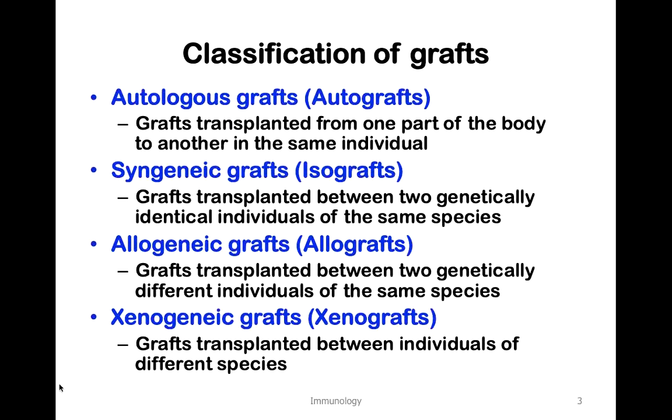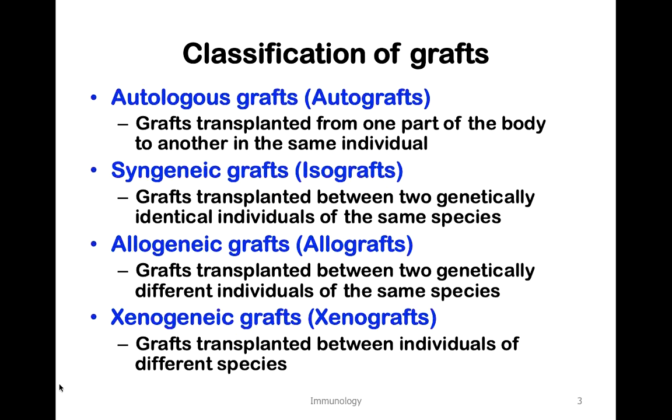Any tissue or organ that is transplanted is known as a graft, and grafts have been classified into different types. Autologous grafts, also known as autografts, are grafts transplanted from one part of the body to another in the same individual. The most common type is the skin transplant, where in case of certain burn accidents, skin from the same individual, mostly from the hip region, is used as a graft and is implanted on the other part which requires the skin graft.